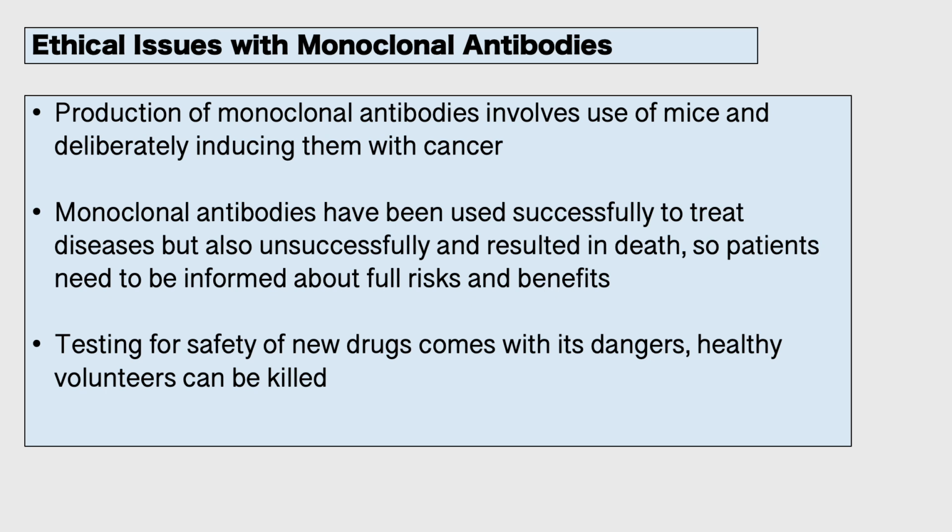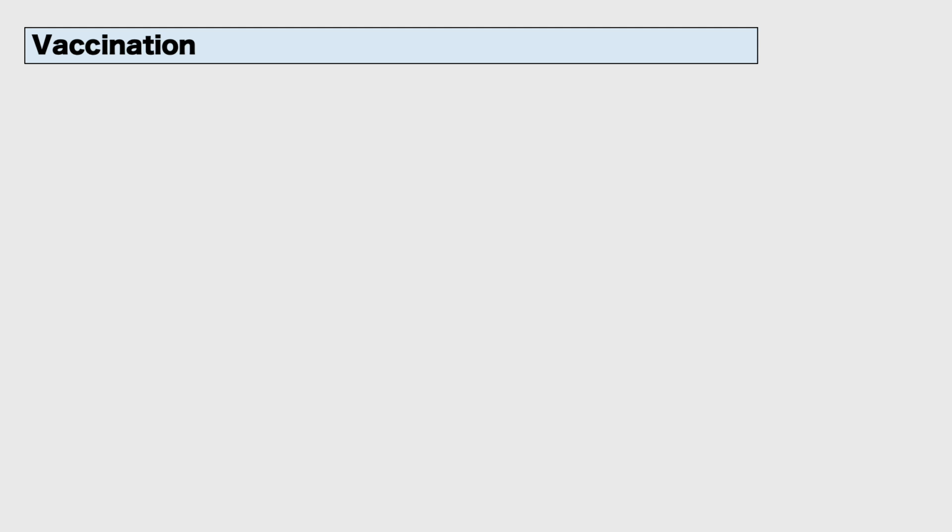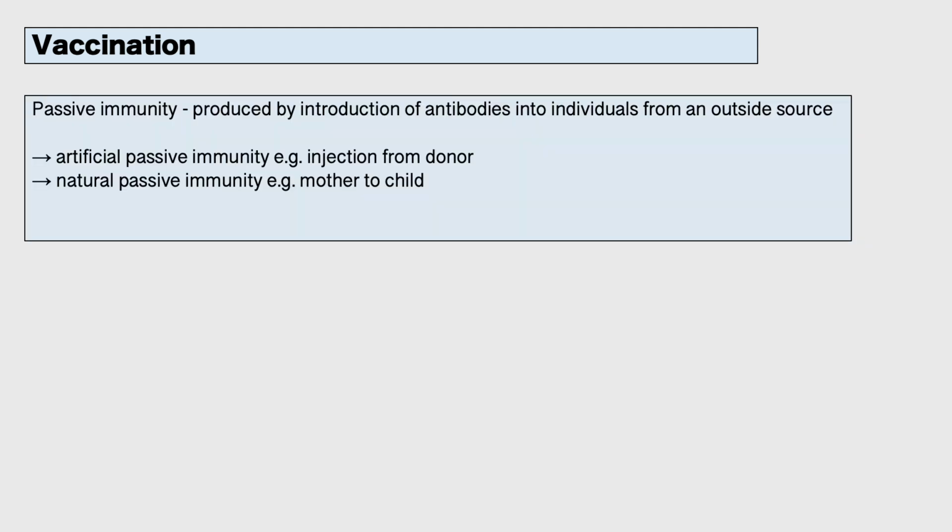Now moving on to vaccination. There are two types of immunity, passive immunity and active immunity. Passive immunity is produced by the introduction of antibodies into individuals from an outside source. Artificial passive immunity happens by the injection from a donor, and natural passive immunity can happen, for example, from mother to child. Passive immunity is short-lasting, but the immunity is acquired quickly.